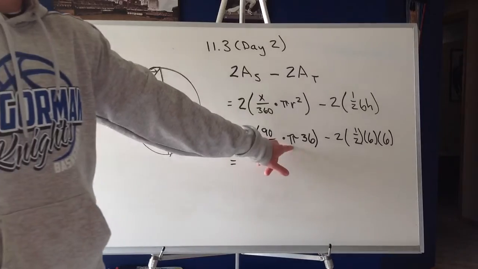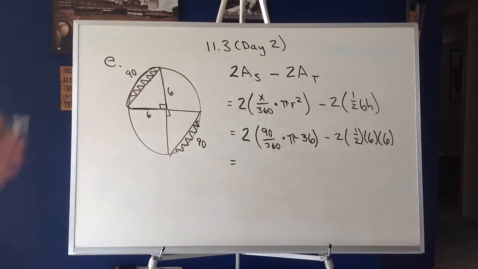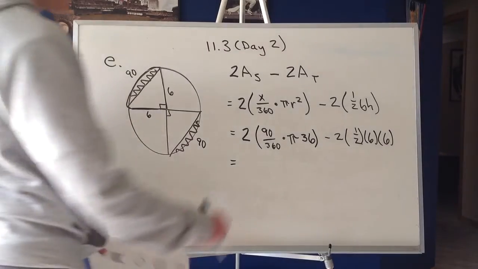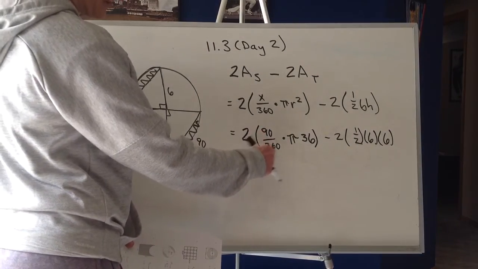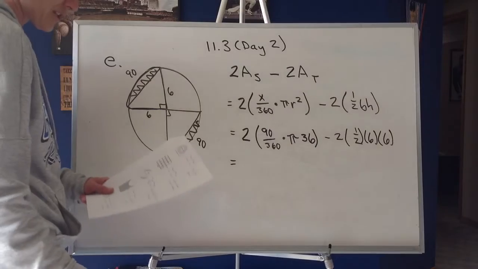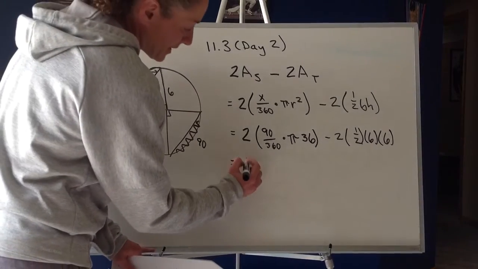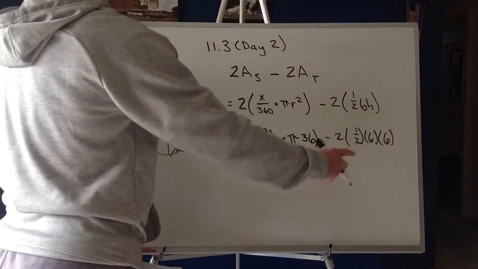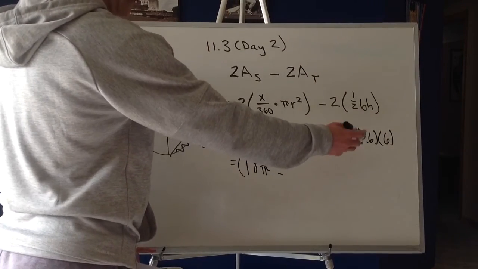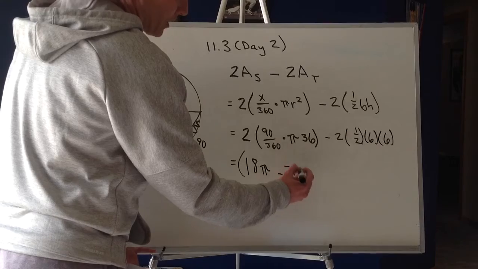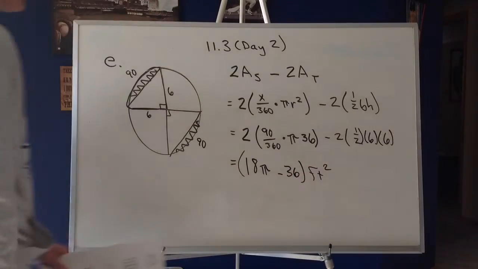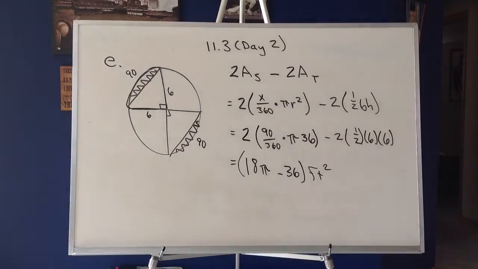Again, this has a pi, this does not, so do not combine these all together. Just work them each out separately. Okay, so I would take 2 times 90 over 360 times the 36. That will end up giving you 18, and then just attach the pi. If you look here, the 2 and 1/2 actually cancel out, so you just end up with 36 for that one. Okay, so again, area of sector minus area of triangle for that one.